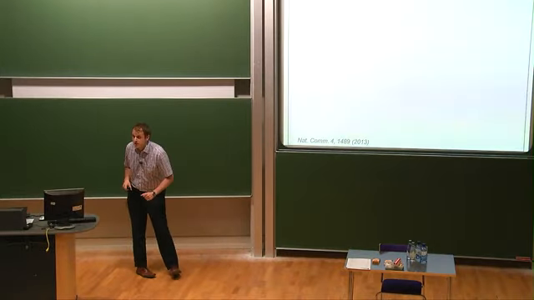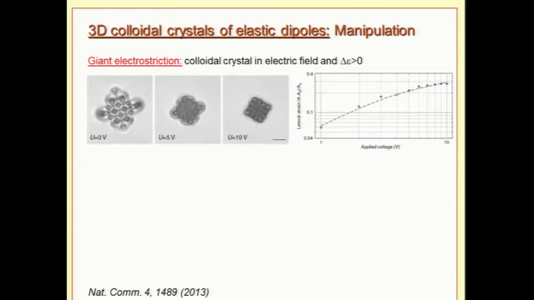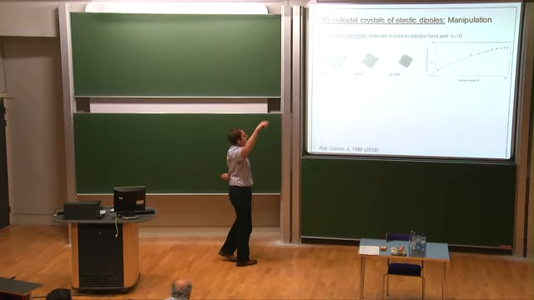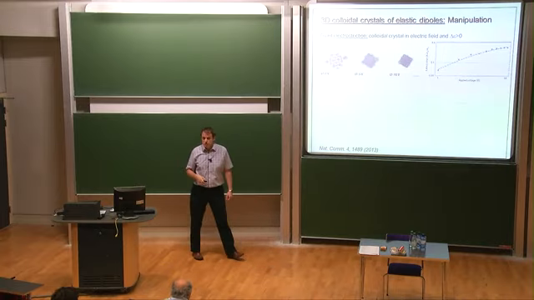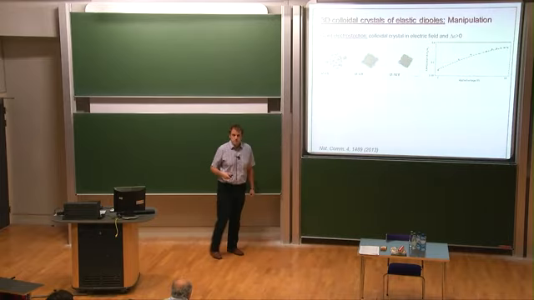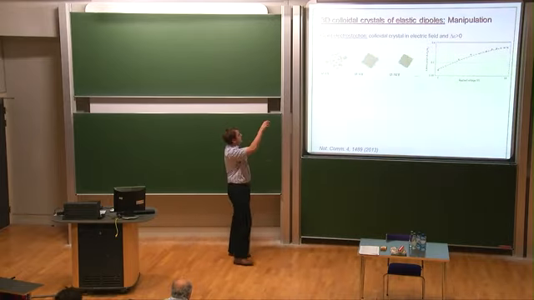Now that you have a structure, you can ask, does it have some interesting properties? The first thing you realize is that if you put such a crystal, here 4 by 4 by 3 in depth, I think, into an external field which points into the plane, this crystal shrinks, and you see changes in the lattice constants of several tens of percent. In the literature, this is called a giant electrostriction.